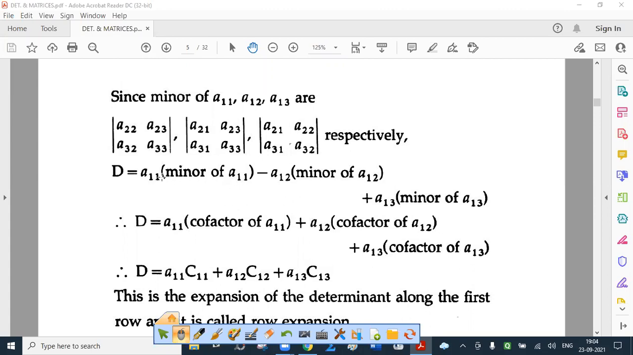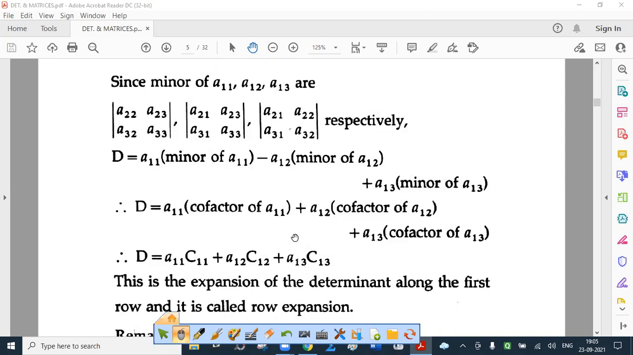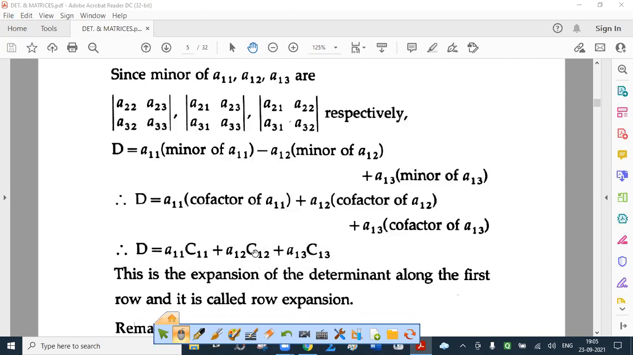Now the next step is interesting. This is nothing but A11 into its cofactor. Now minus becomes plus. Why? Because how do we get the cofactor of A12? 1 plus 2 is 3, minus 1 cubed is minus 1. That is why the sign changes. In other words, you have to remember this. Proof is not required. Determinant D can be written as A11 into C11 plus A12 into C12 plus A13 into C13.